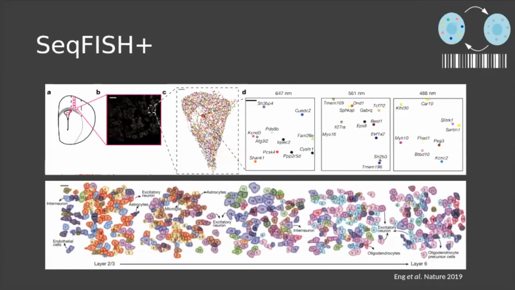Here's an example of their data. They zoom in on one cell in the brain, and you see all the dots corresponding to an individual RNA molecule. You see how dense it is, but because of the very sparse labeling, they're able to resolve this. At the bottom, there's a cell type map, or cluster map, of what they found in these imaged cells.